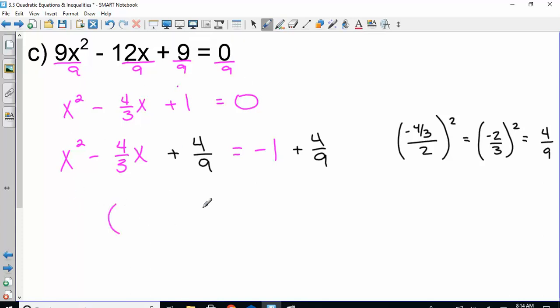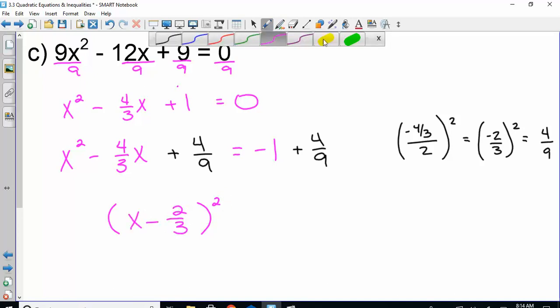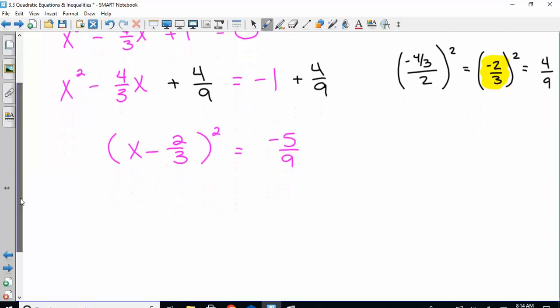So now we should be able to factor. What will this factor into? X minus 2/3 squared. And again, easiest place, if you can't figure that out, just look at what my number was before I squared it. Negative 1 plus 4 over 9. So negative 1, that's 9 over 9, plus 4 over 9, and negative 5 over 9.